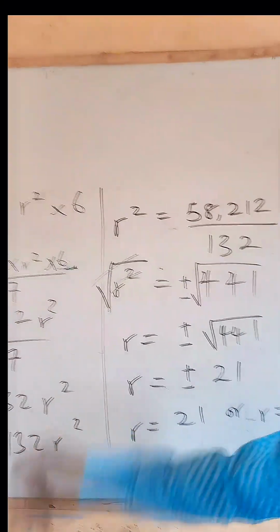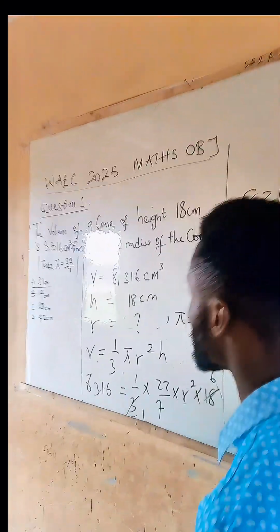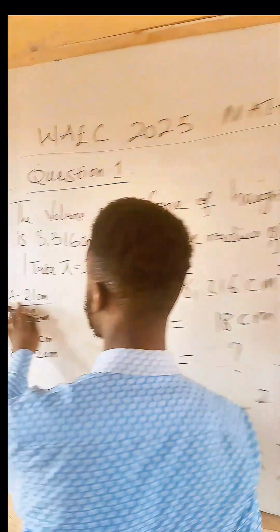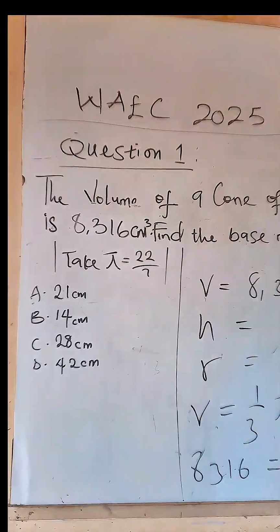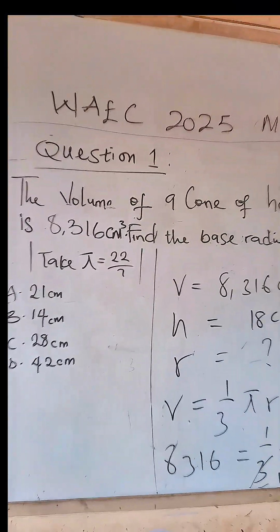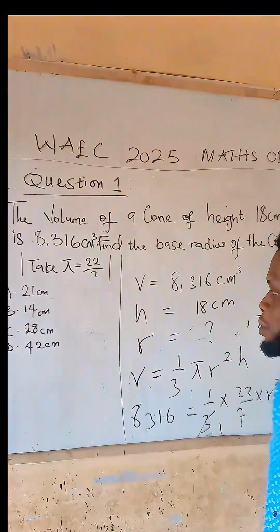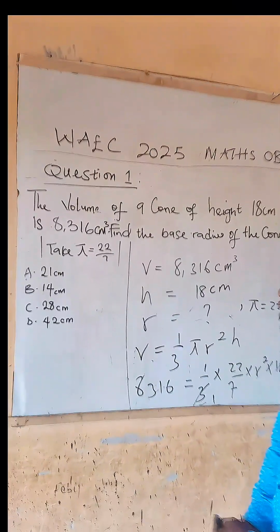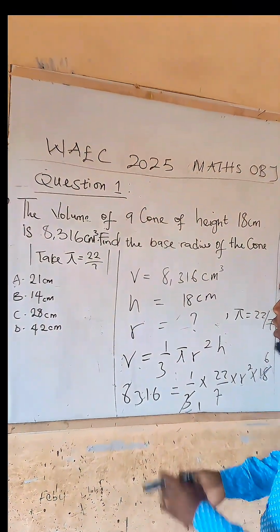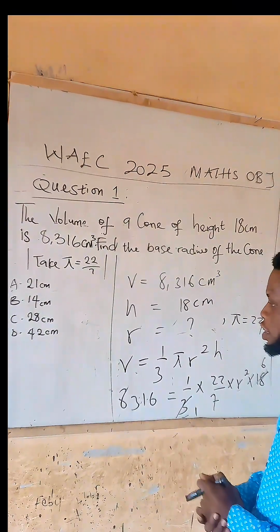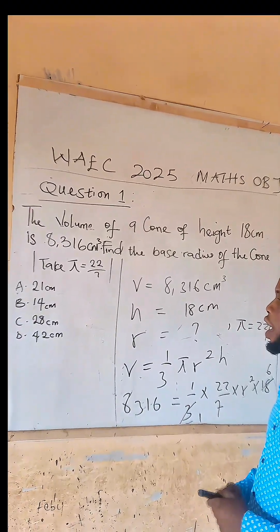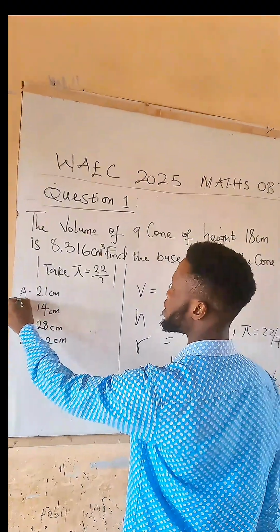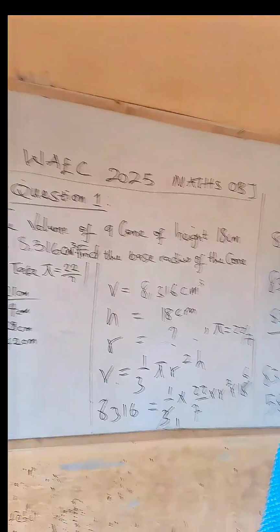So let's go to the options and pick our answer. From the options, A is 21 centimeter, which is very correct related to our answer. B is 14, C is 28, D is 42. Our correct answer is 21.